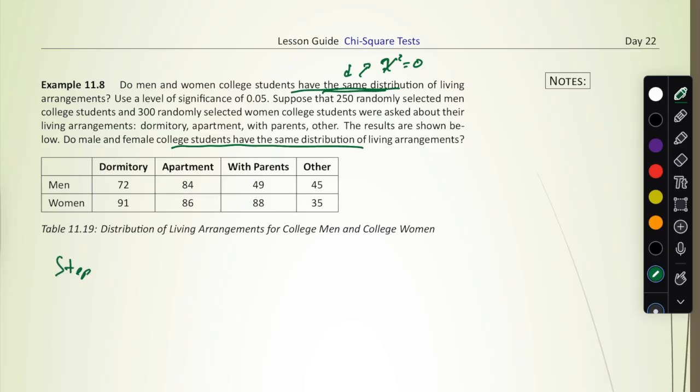So, step 1, the original claim is men and women living arrangements are the same.